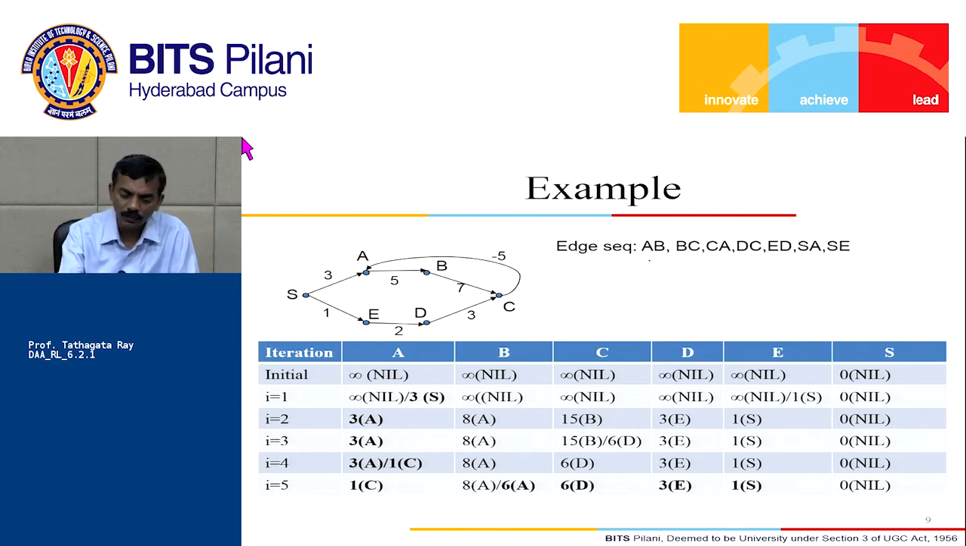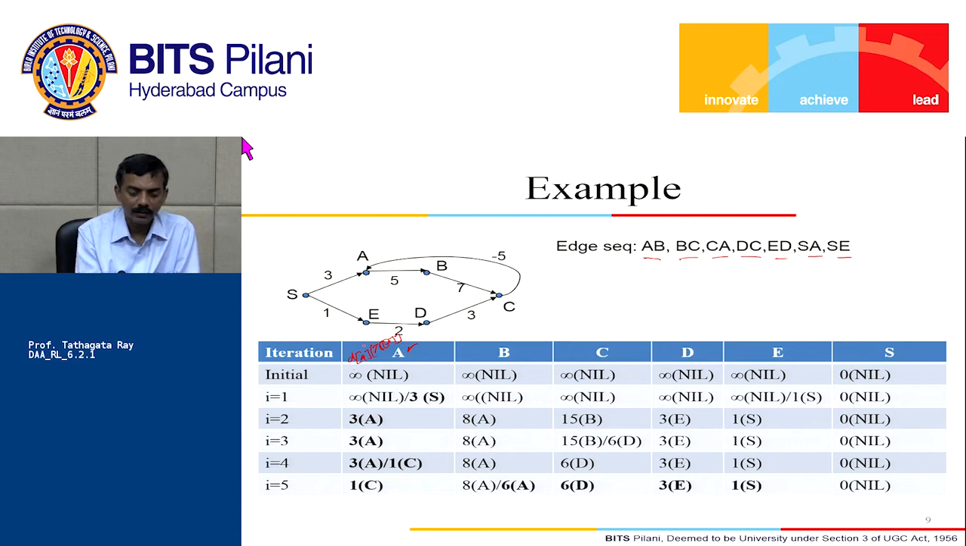So the edge sequence we are going to follow is AB, BC, CA, DC, ED, SA and SE. These are the edges for this graph. And the corresponding weights are shown. So initially, as I said, I'm just tabulating it. And for A, the first value is dV, so dA, and within parenthesis, I have kept pi A.